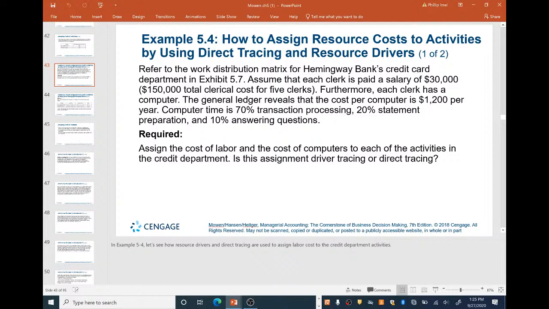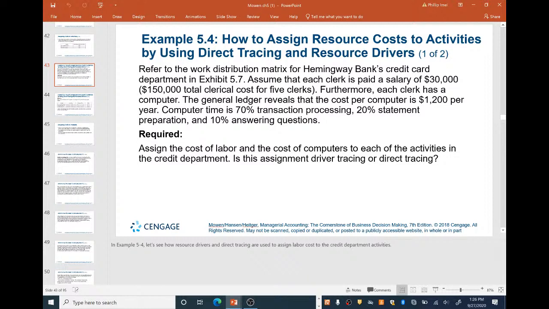Furthermore, each of these clerks has a computer. By looking in the general ledger, we can see that the cost per computer is going to be $1,200 per year. So once again, if there's $1,200 per computer per year, then that's obviously going to be $6,000, because there are 5 clerks, and remember each clerk has a computer, so that's going to be multiplied by 5 here. The computer time is 70% transaction processing, 20% statement preparation, and 10% answering questions.